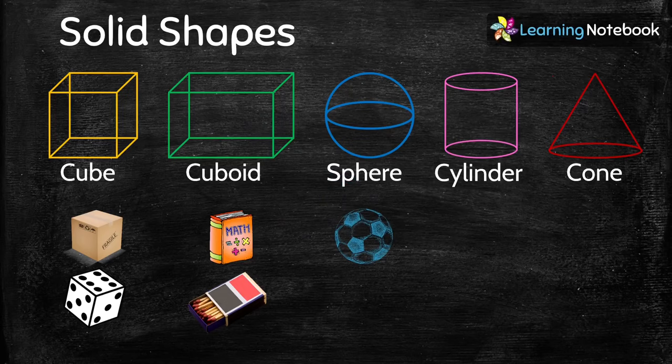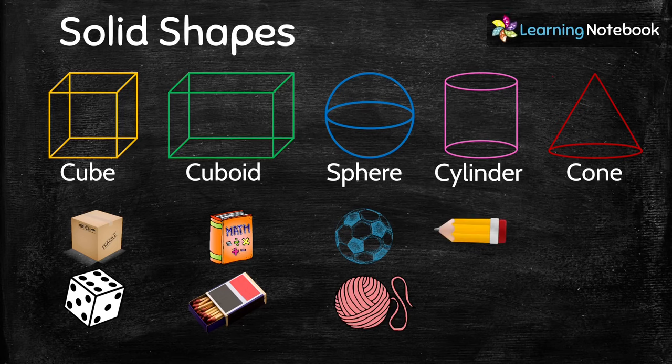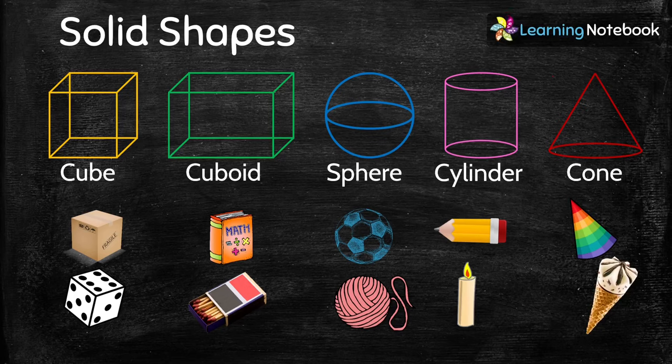Next, let's see examples of sphere. A football and a woolen ball. Students, whenever you kick a football, remember you are kicking a sphere shape. Now, examples of cylinder are a pencil and a candle. So, whenever you use a pencil, remember it is of cylinder shape. And lastly, examples of cone are a birthday cap and an ice cream cone. So, whenever you are enjoying your favorite ice cream cone, remember it is a cone shape.